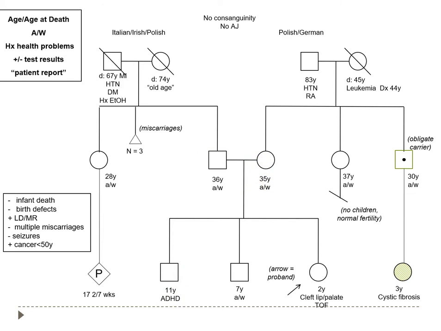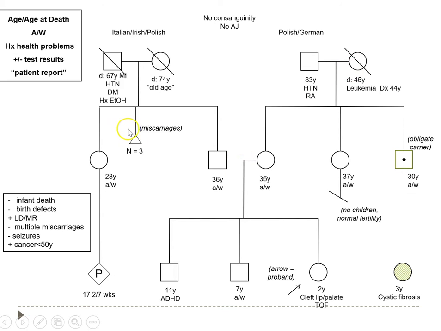We like their ages. And here's the ethnic backgrounds. The mom had a sister and a brother, but her brother had a child with cystic fibrosis, so he has a dot in there because he's got to be a carrier, which means it's possible she's a carrier. The maternal grandmother died at 45 of leukemia, and the grandfather is alive.